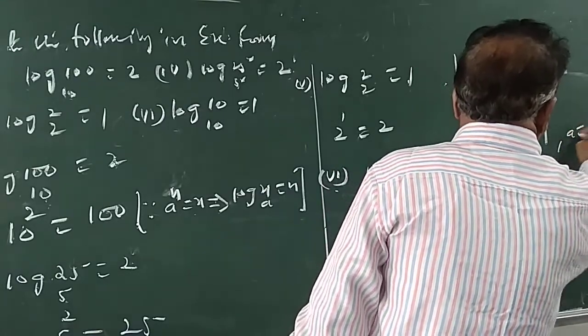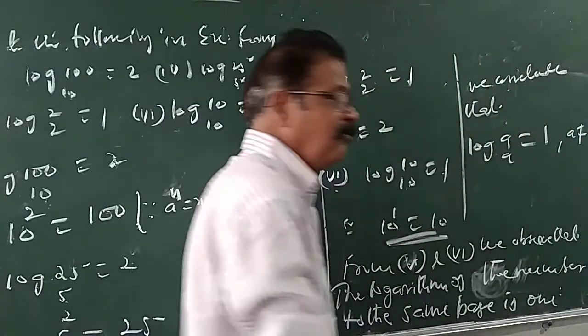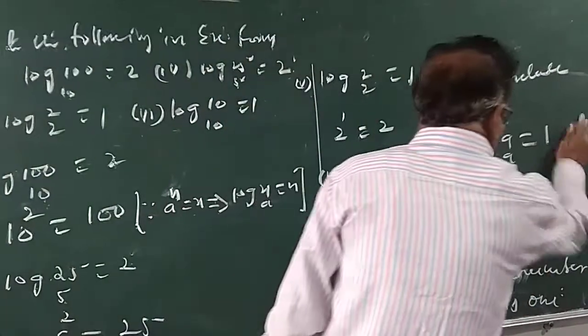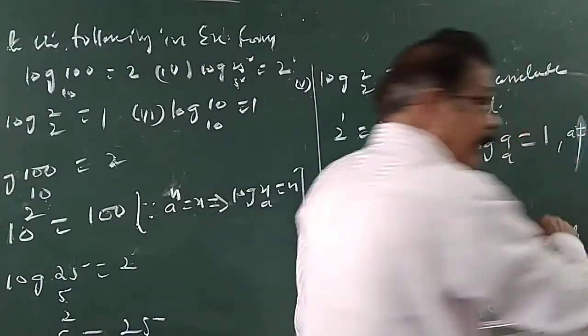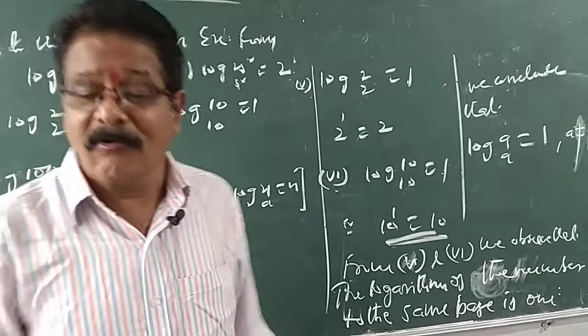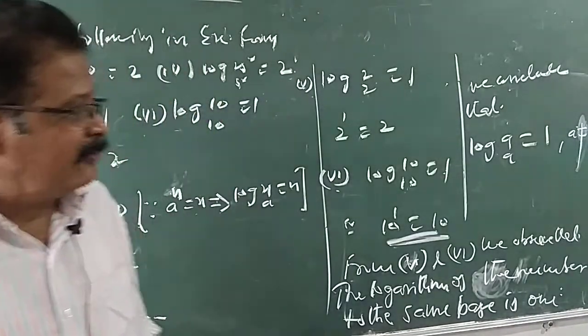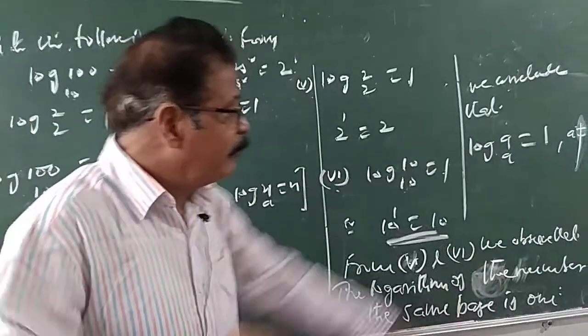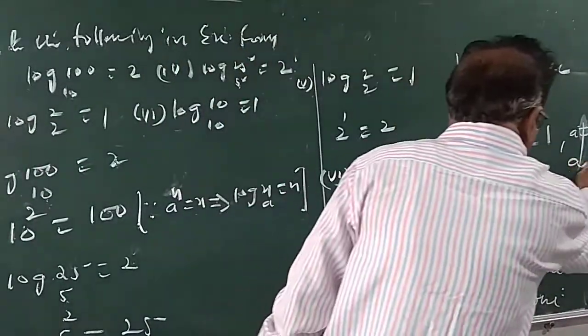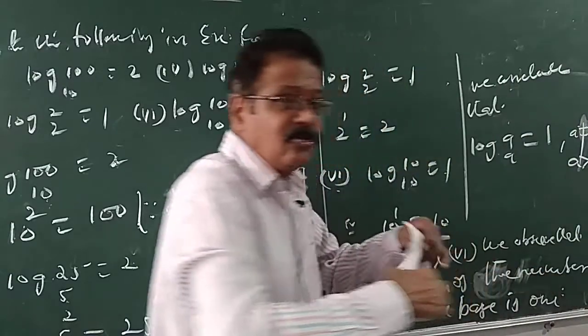A is not equal to 1. So, A equal to 1, what happens? When A equals 1, it becomes 0. The log 1 is always 0. The logarithm of unity is 0. That is why A should not be equal to 1. It should be A greater than 1 condition. You should not take 1 here.